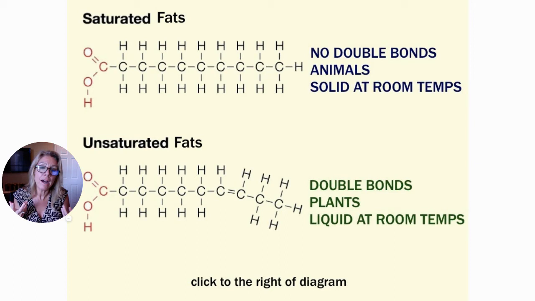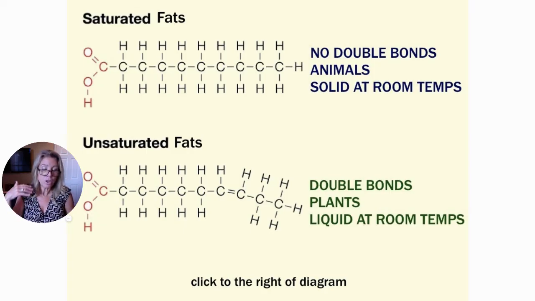Now, when you look at plants, we think about oils, right? Like Wesson oil, canola oil, right? Those are used for cooking, those are liquids. But saturated fats from animals, like butter at room temperature, like at 70 degrees or whatever, that's gonna be a solid. So on your notes, look at where your notes are. Saturated: there are no double bonds, creates a straight chain, solid at room temperatures, and usually from animals.